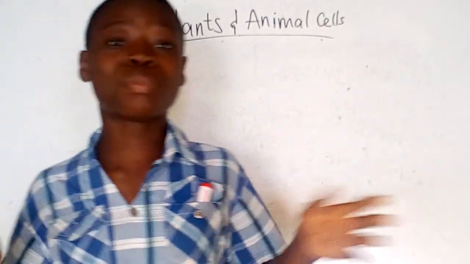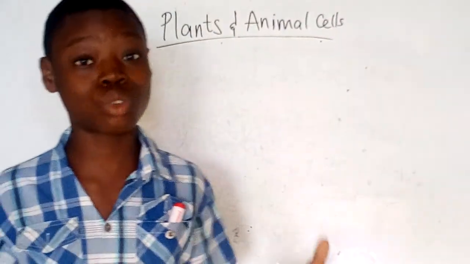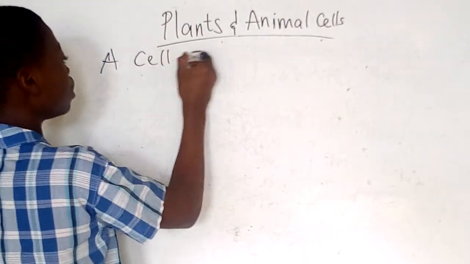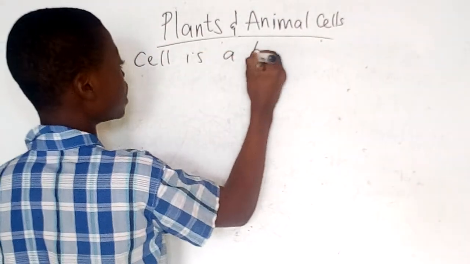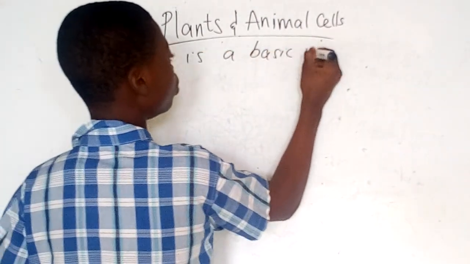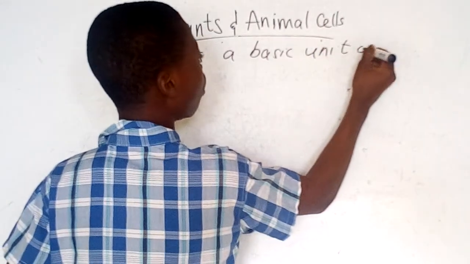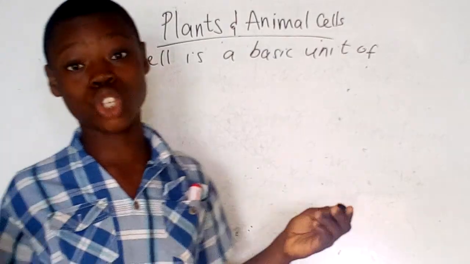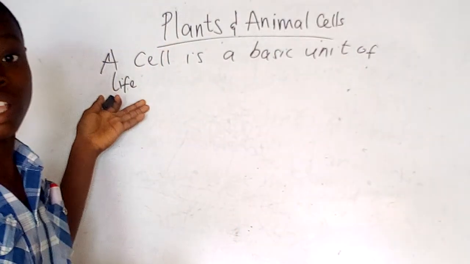Okay, when we say a cell, what do we mean? Simplified, a cell is a basic unit of life. So a cell is a basic unit of life. You just want to jot it down. So this is it. You can write it down.